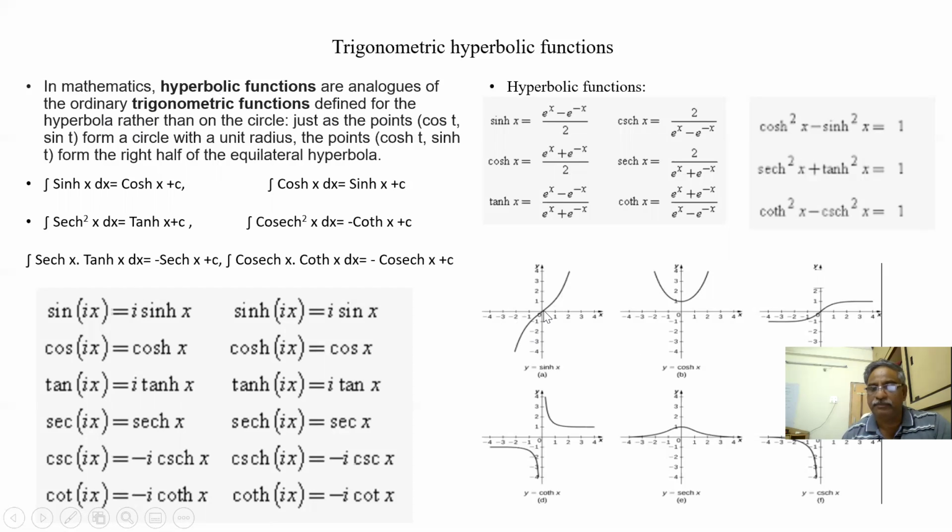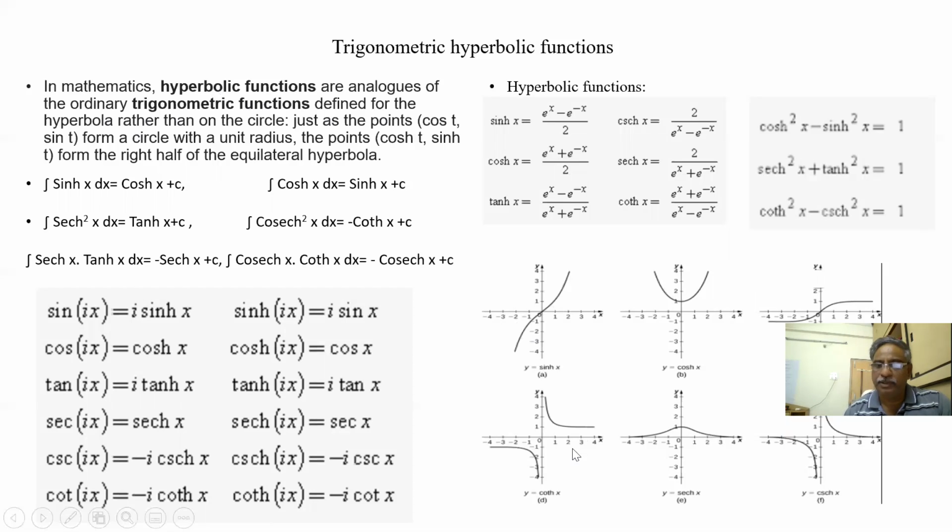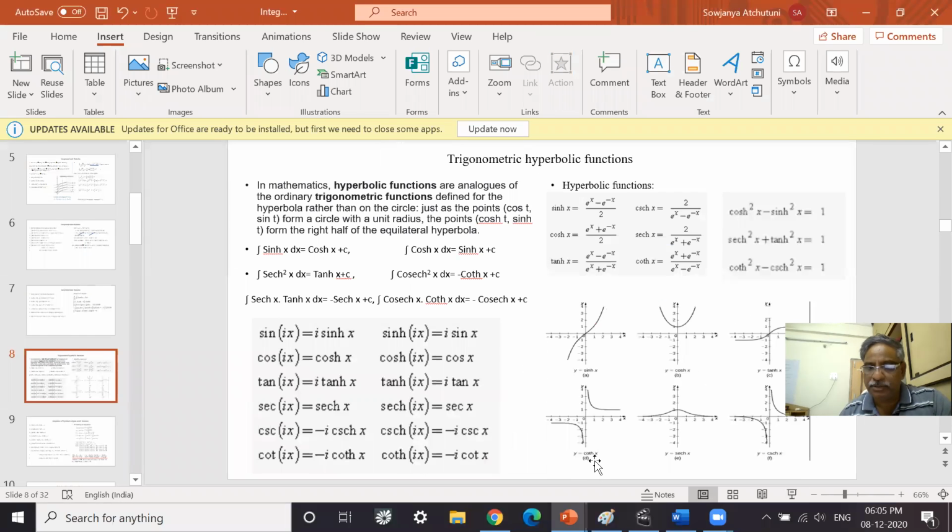This is sinh x. This is cosh x. This is tanh x, coth, sech and cosech. So this is coth x, sech x, and cosech x. These are not formed on a circle. Trigonometric functions are based on a circle, but these hyperbolic functions are based on hyperbolas. So sinh x looks like this, then cosh x, tanh x, coth x, sech x.